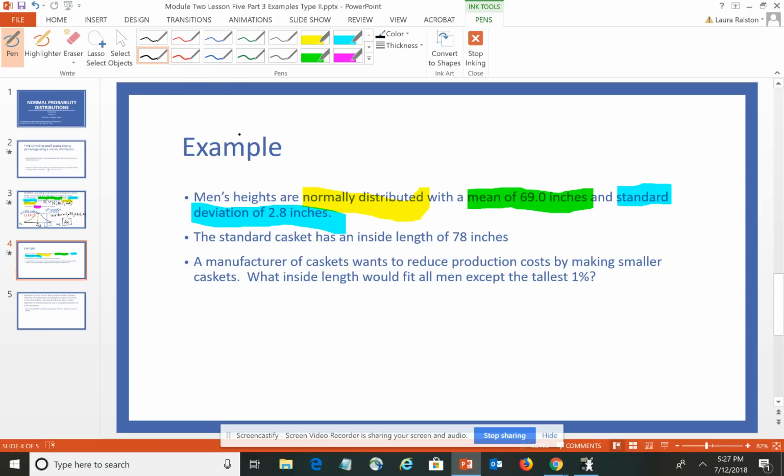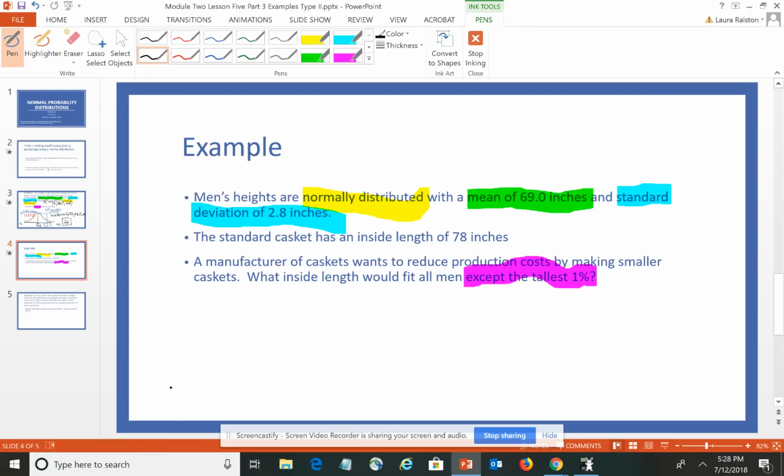The standard casket has an inside length of 78 inches. A manufacturer of caskets wants to reduce production costs by making them smaller. What inside length would fit all men except the tallest 1%? Okay, again, the clue is really asking me, what is the cutoff score? What length caskets could we make if we exclude the tallest 1%?